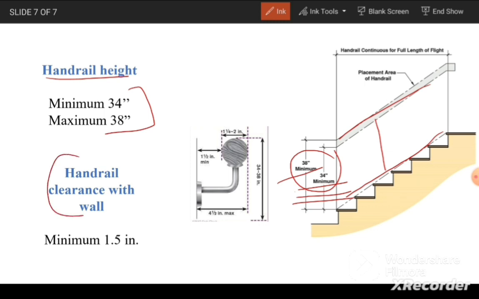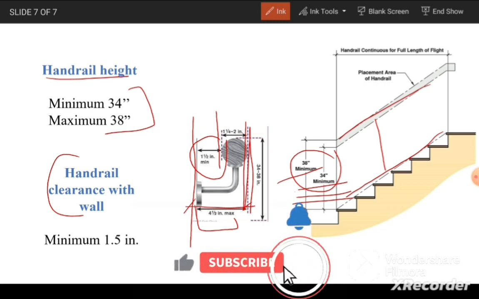If we talk about the clearance of the handrail from the wall, for example, if we have a wall over here, the clearance should be a minimum of 1.5 inches from this side. And the maximum is 4.5 inches if measured on this side. So this should be the maximum clearance from the wall in case of hand railing.